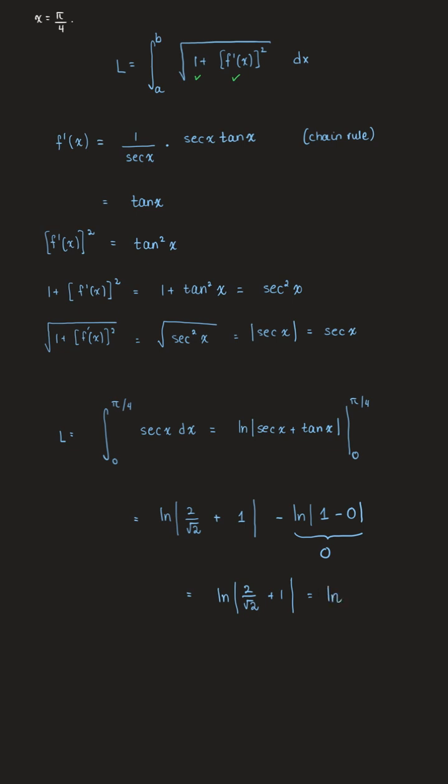If we rationalize 2 over root 2, that will give us just a square root of 2. So this is the natural log, and we no longer need absolute value because these are positive numbers. So root 2 plus 1, and that is the length of the given curve.